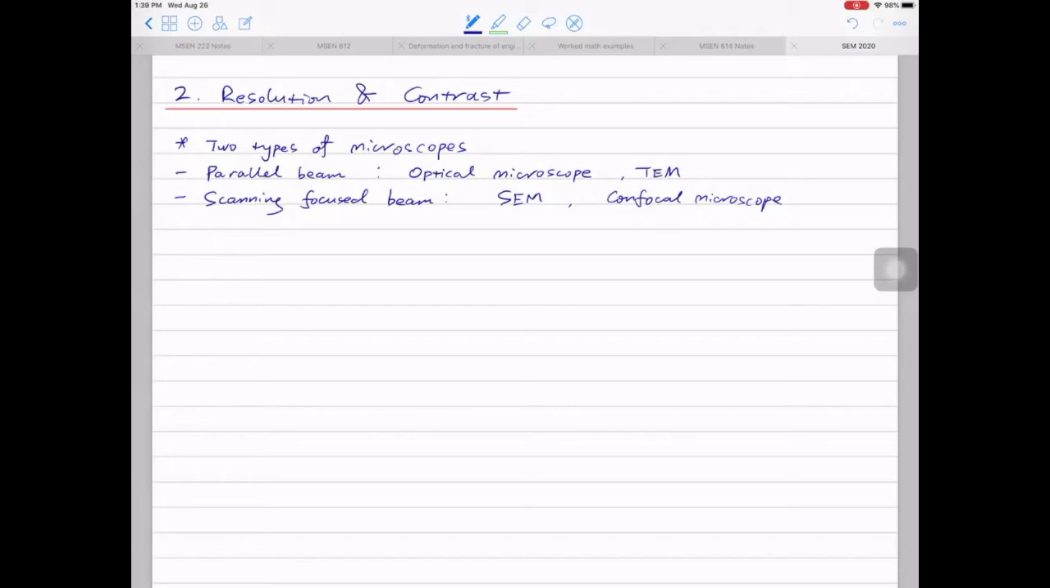I want to ask you a question. Assuming you want to do some in situ work, either you want to look at the chemical reactions in the microscope, or you want to do deformation in the microscope. Shall we use a parallel beam microscope, or shall we use a scanning focused beam microscope? If you have the choice, which one do you prefer? Exactly. So if it's time sensitive, then we should use the parallel beam.